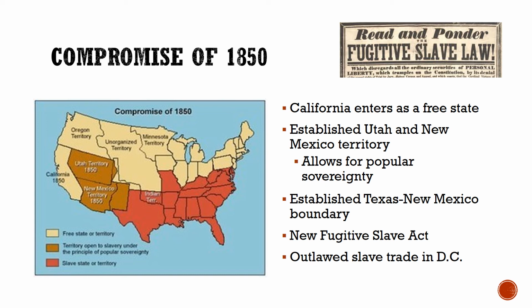Fourth, there's going to be a new fugitive slave law that's going to require Northerners to assist in the return of runaway slaves. This is going to lead to a huge conflict later on. And then the fifth and final provision is it's going to outlaw the slave trade in Washington, D.C. Slavery would still be allowed. You just could not buy or sell slaves within the District of Columbia.